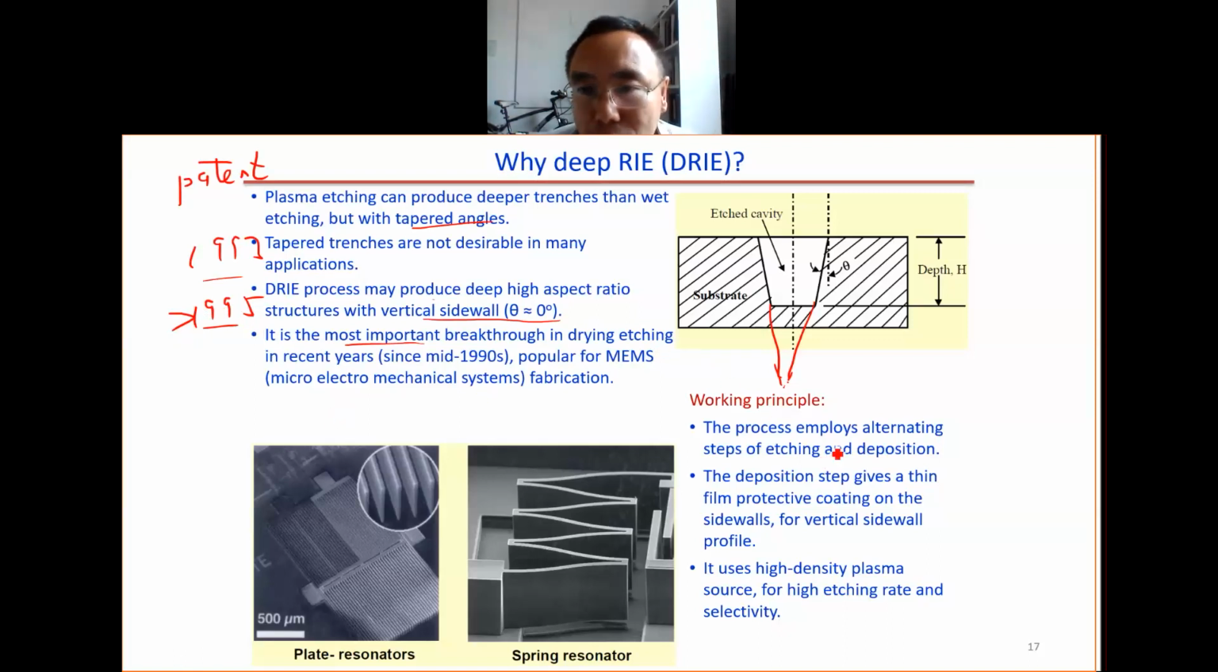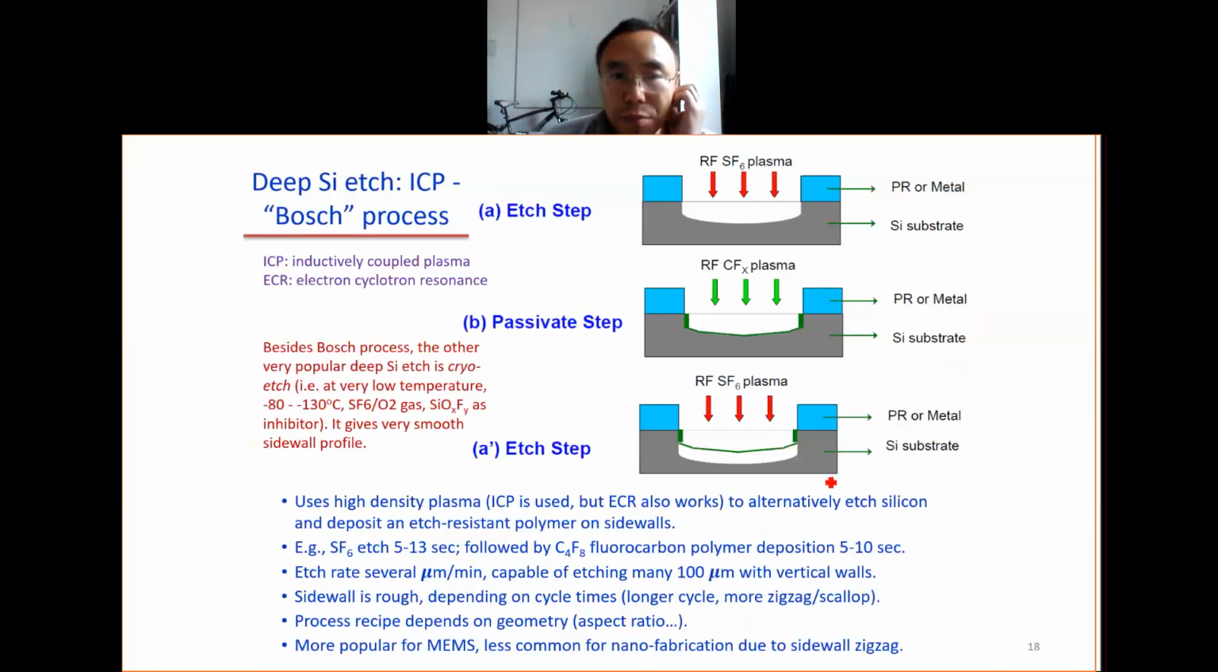The process employs alternating steps of etching and deposition. So we have a switching process. In the deposition step, this gives a thin protective coating on the sidewalls for the vertical sidewall profile. We use high density plasma to get a high etching rate and high selectivity. Now we will look at how this works. We use high density plasma to alternately etch silicon and deposit etching resistant polymer on the sidewalls, as you can see here.